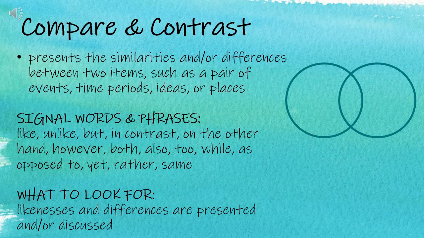The 4th text structure is compare and contrast. In this type of text, you'll see 2 or more things being compared and showing similarities and/or their differences. There are several signal words and phrases that work as clues to helping you identify this text structure. These are like, unlike, in contrast, however, on the other hand, both, also, and many others. You should also look for likenesses and differences that are presented in the text.